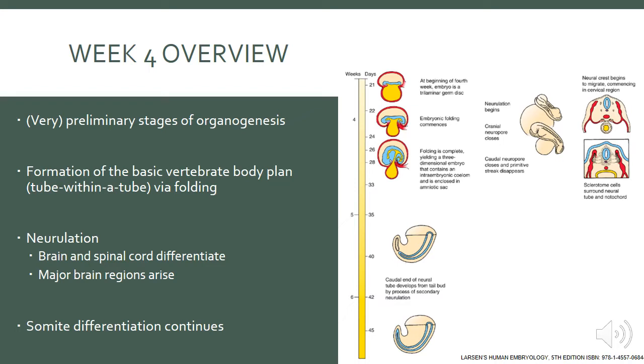We'll also see neurulation, which is where we develop the early stages of the central nervous system, the brain and spinal cord. We'll also see the origin of the major brain regions. And then we'll talk about somite differentiation. Now, all of these processes are occurring concurrently. We're going to talk about them separately because it's easier, but they're all happening at the same time. And there is a video in the module which covers body folding, which will really provide a nice perspective on it. It's difficult to show in still photos.